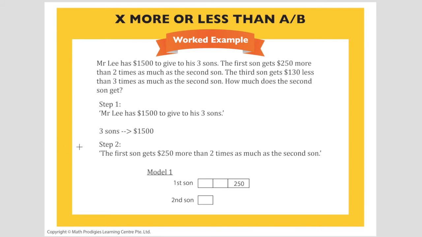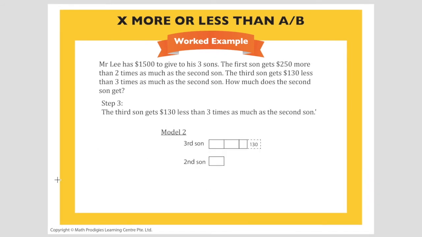Lee, the first son, gets $250 more than 2 times as much as the second son. So recall, the first son, what's the fraction? 2 over 1. So the first son gets 2 units and 250 more, so plus 250. And the second son just gets 2 over 1, therefore he gets 1 unit. So the first model looks like this. In the second model, let's take a look.